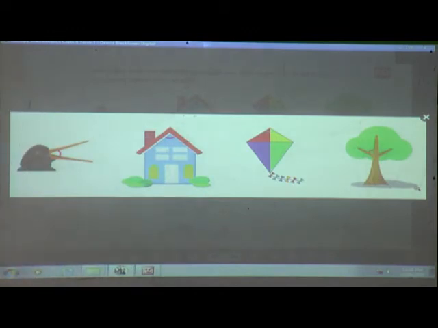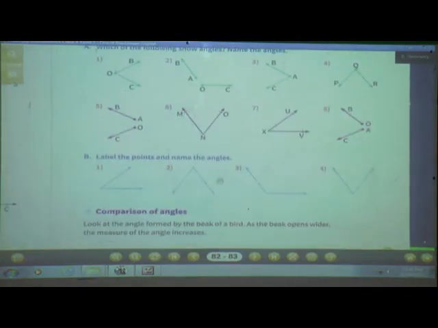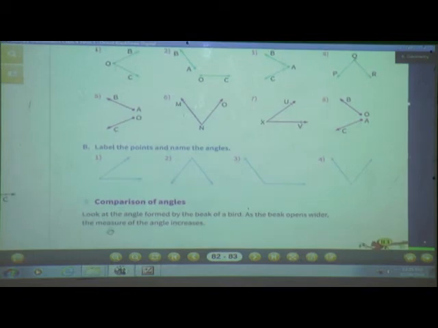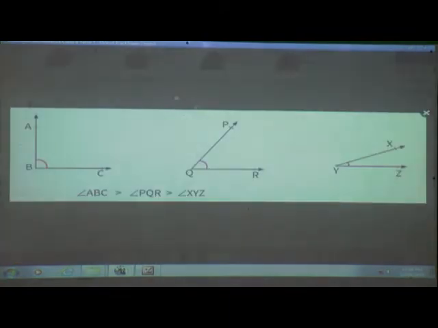Now you understood about angles. Now we will move to the next point, that is comparison of the angles. Now look at the angles formed by the beak of the bird, and as the beak opens wider, the measure of the angles increase. Now let's observe.